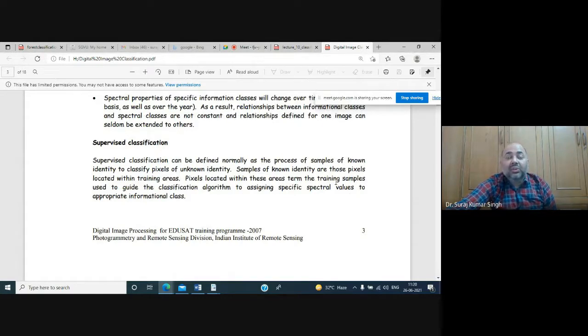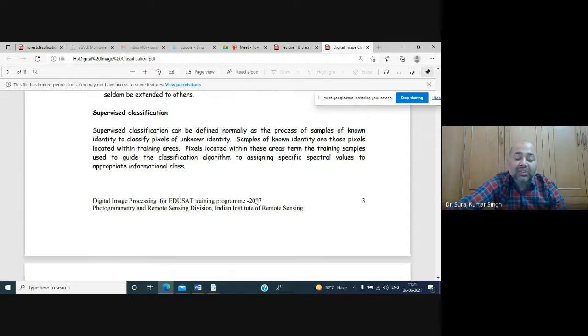So when we are taking signatures, the signatures we take and the pixels that come within those areas are termed training samples, and that is used to classify, or assign specific spectral values to the appropriate information class.